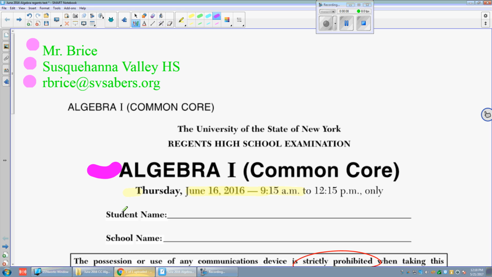We're doing the Algebra 1 Common Core Regents. This one is Thursday, June 16, 2016. And we're going to do question number 11 right now.